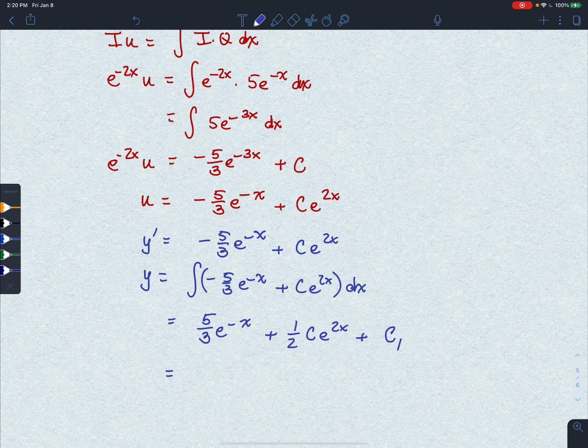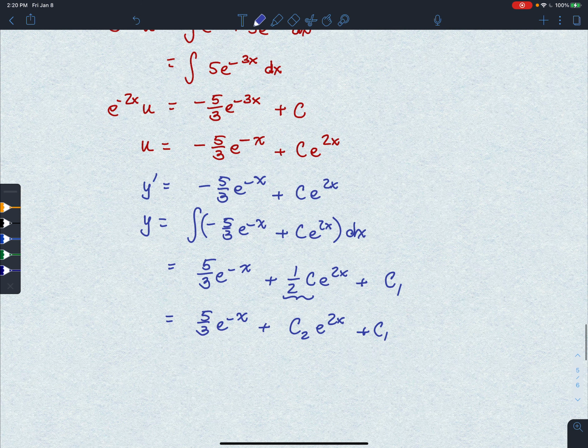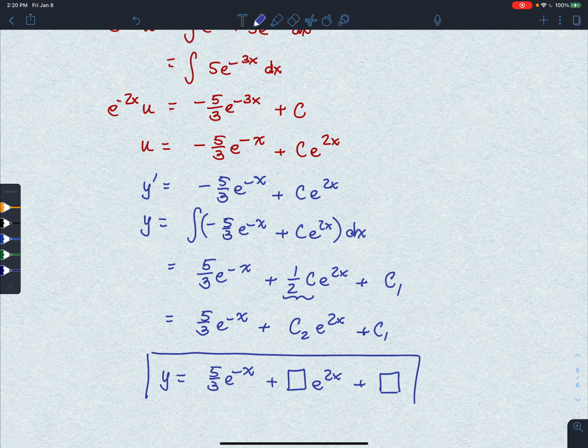Now, we can rewrite this as, I'm just going to call this whole thing C2 because half of a constant is still a constant. And what that basically tells me is that my solution has the form 5/3 e to the negative x. I know I'm sounding like a broken record at this point. Plus some number times e to the 2x plus some number. Okay. And that tells us that since this was a second order differential equation, we should expect two arbitrary constants.